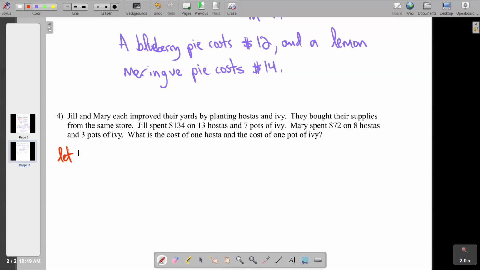So let H equal what? The cost of a hosta. It's a type of plant. You did Google it and you'd be like, wow, that's legit. It really is a thing. And what's our other variable? I. Yeah, that's fine. So let I, be careful. I will someday be a number. It's the imaginary unit, the square root of -1. But since we haven't talked about it yet, we can still use it as a variable. So I is the cost of an ivy pot, or whatever you want to call it.